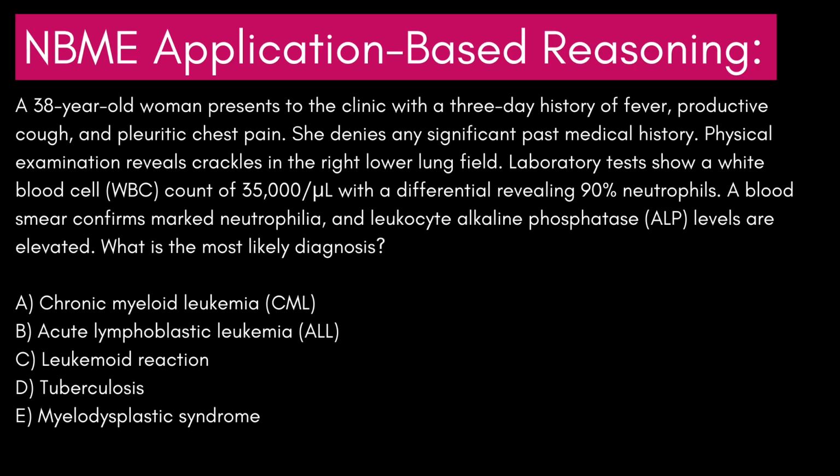A 38-year-old woman presents to the clinic with a 3-day history of fever, productive cough, and pleuritic chest pain. She denies any significant past medical history. Physical examination reveals crackles in the right lower lung field. Laboratory tests show a white blood cell, WBC, count of 35,000 per microliter, with a differential revealing 90% neutrophils. A blood smear confirms marked neutrophilia, and leukocyte alkaline phosphatase, ALP, levels are elevated. What is the most likely diagnosis?